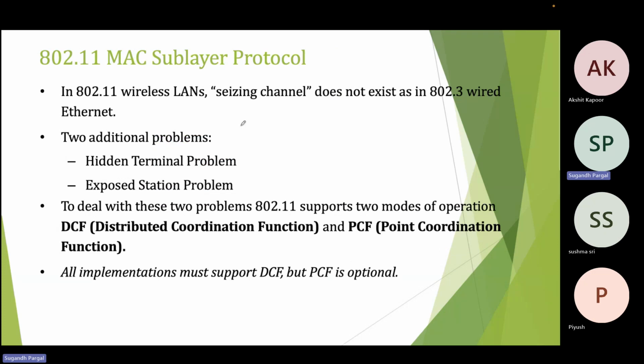The MAC sublayer protocol in the case of wireless LANs is different, as carrier sensing does not exist as in 802.3 wired Ethernet. So two additional problems arise because of the wireless communication, that is the hidden terminal problem and the exposed station problem. To deal with these problems, 802.11 supports two modes of operation: DCF, the distributed coordination function, and PCF, the point coordination function. All implementations must support DCF, but PCF is optional.